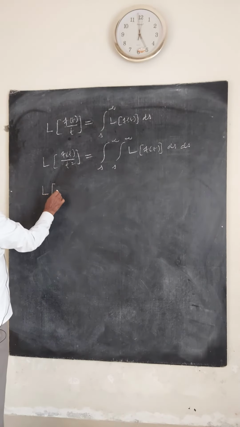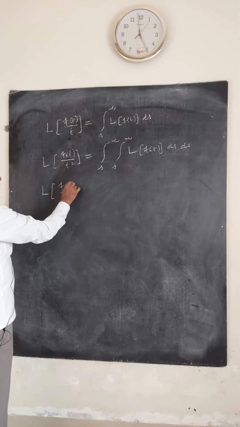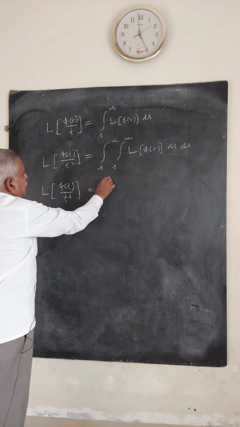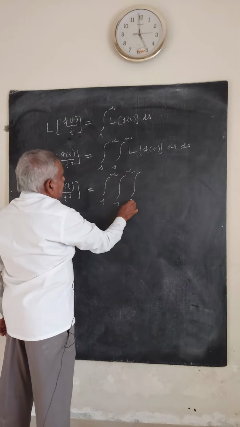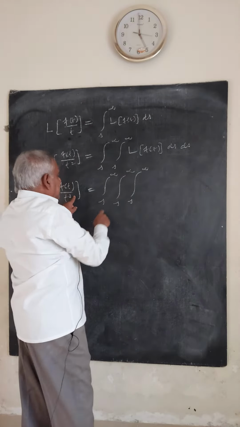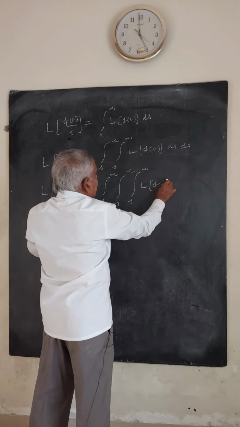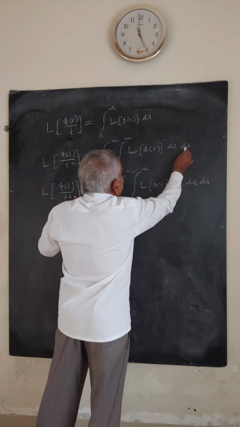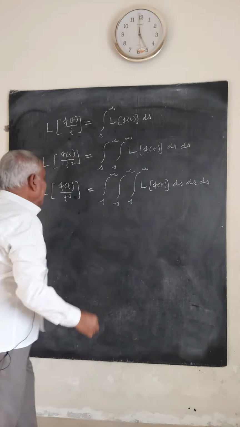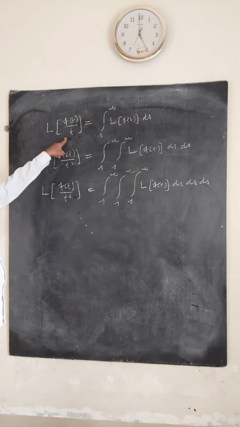L of f of t by t cubed equals s to infinity. T cubed means 3 times we have to integrate, L of f of t ds ds ds. And similarly we can do, but first only possible to do the sums.